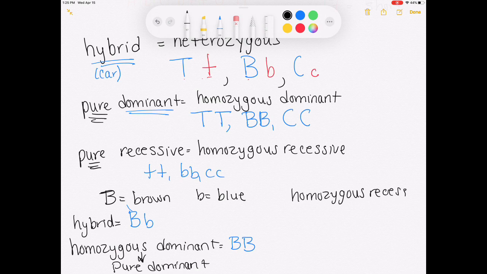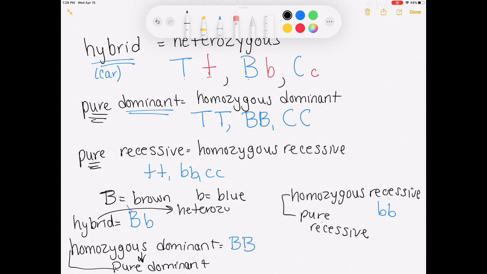And then lastly, we have homozygous recessive. And how could we show that? Two little b's. And this would be the same thing as pure recessive. And I didn't show you this one. What could hybrid be the same thing as? Heterozygous. So I'm going to stop here with this video, and I'm going to add a second video to talk about one more set of vocabulary words.